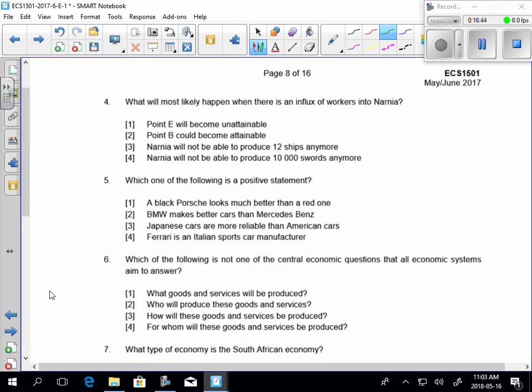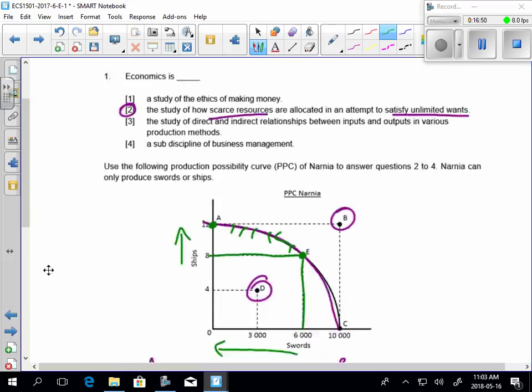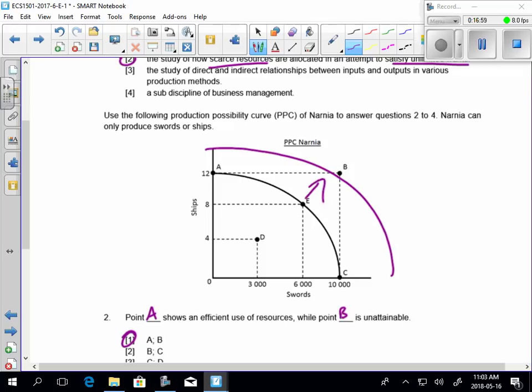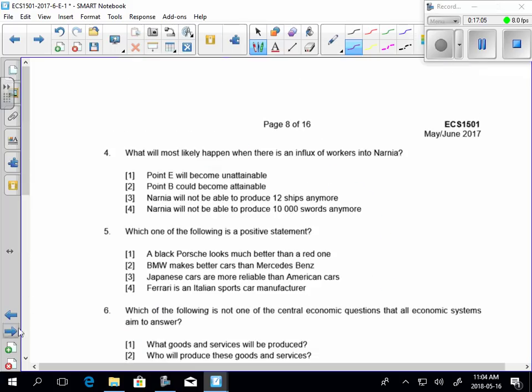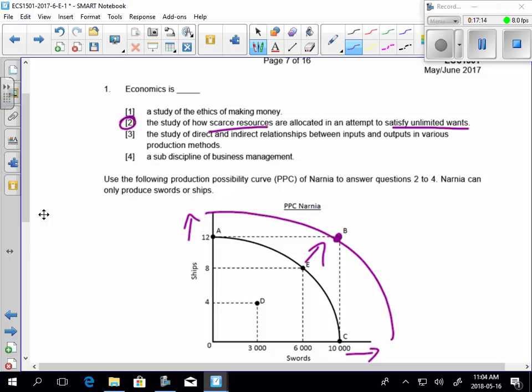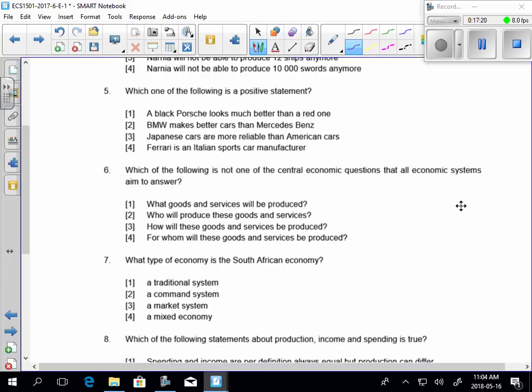Question 4, what is most likely to happen when there is an influx of workers to Narnia? When you have an influx of workers, you're increasing your production capacity, okay? Which means that on the graph, you would shift your PPC curve outwards because you can produce both more ships and more swords. All right. So point B could become attainable as we shifted the curve and started producing on the curve at point B. Which of the following is a positive statement? Remember, positive is fact, normative is opinion. So it would be number 4.